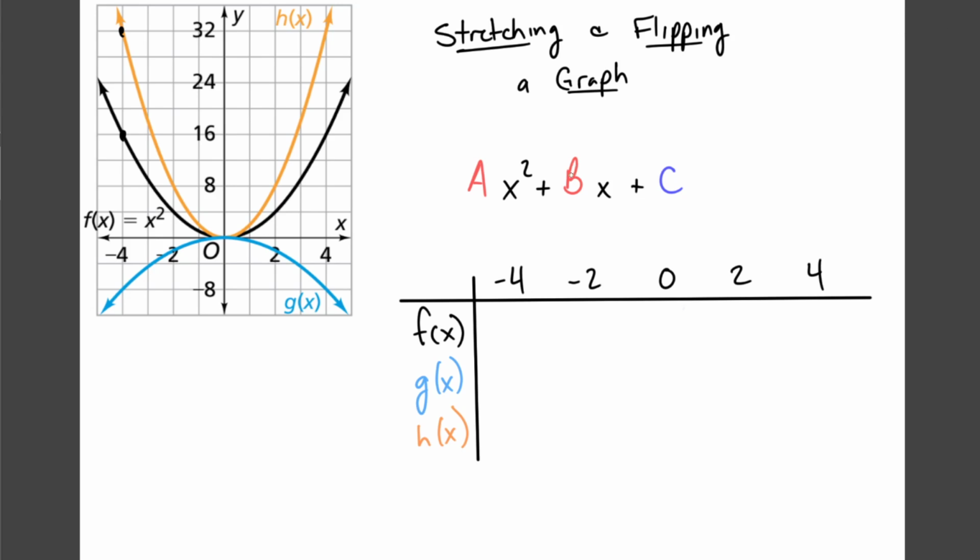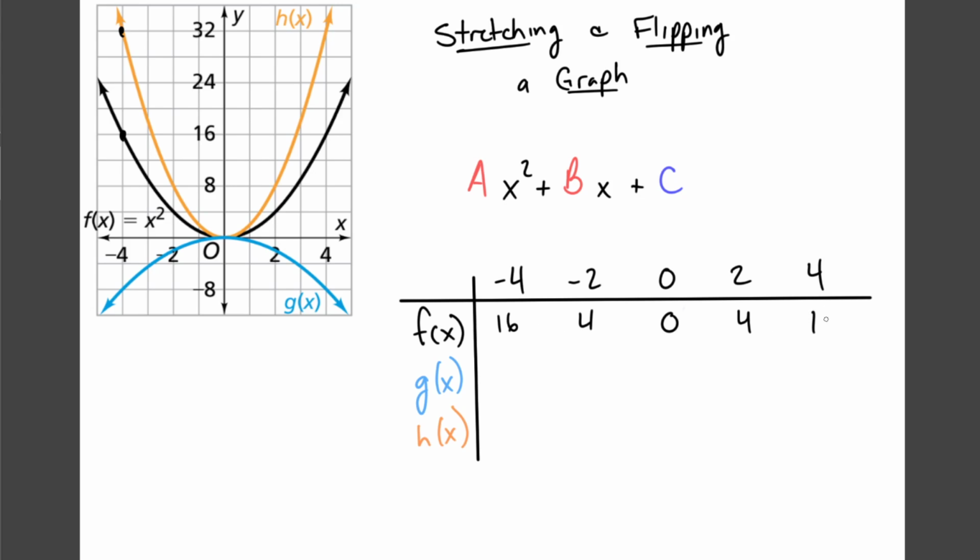So let's just do f of x first. f of x is the black line here, and I'm just going to be focusing on what my y values are, just on my black line. So at -4, my value is equal to 16. At -2, my value is equal to 4. At 0, I'm equal to 0. At +2, I have +4. And then at 4, I have 16.